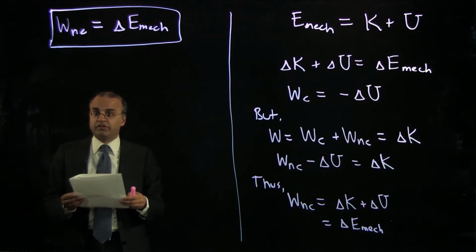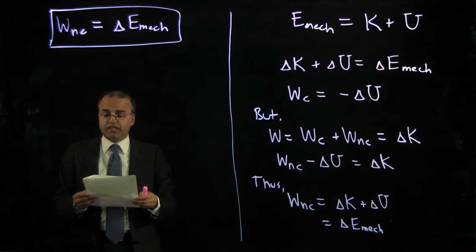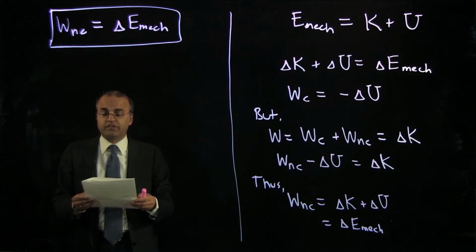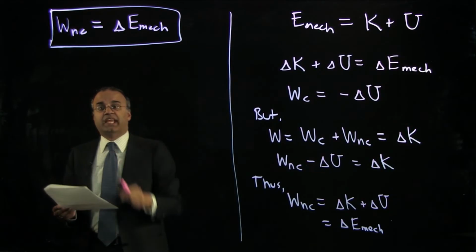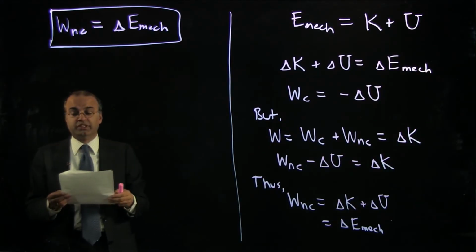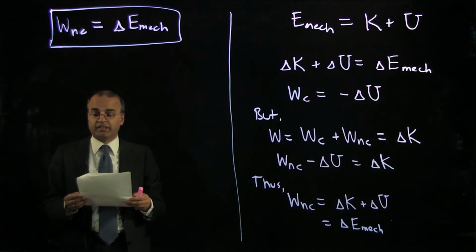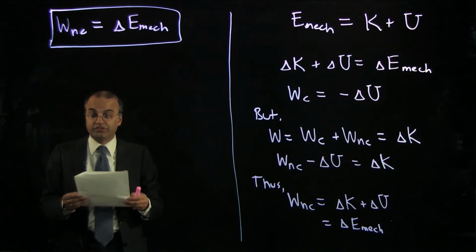Now, if there is a non-conservative force, it turns out that in most cases the work done by a non-conservative force is negative, resulting in a negative change in the total mechanical energy. In other words, in the removal of total mechanical energy from the system. It's lost from the system.